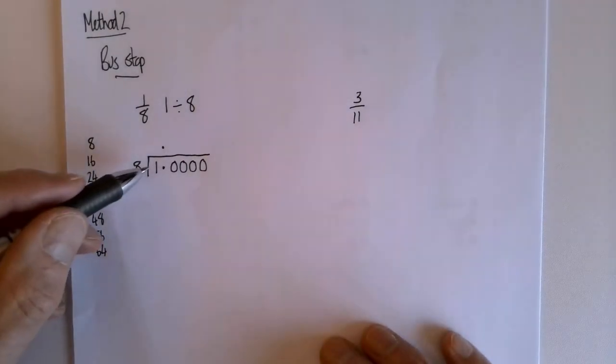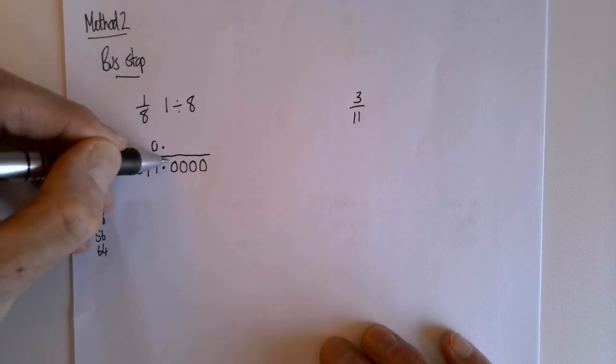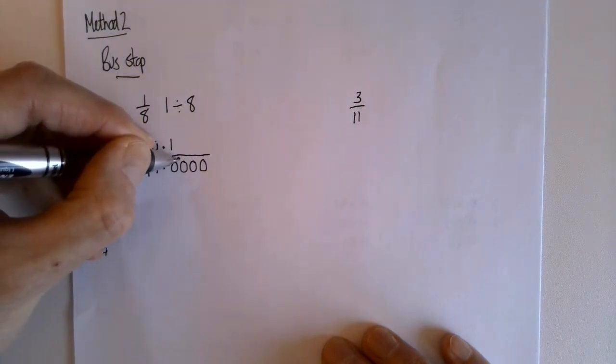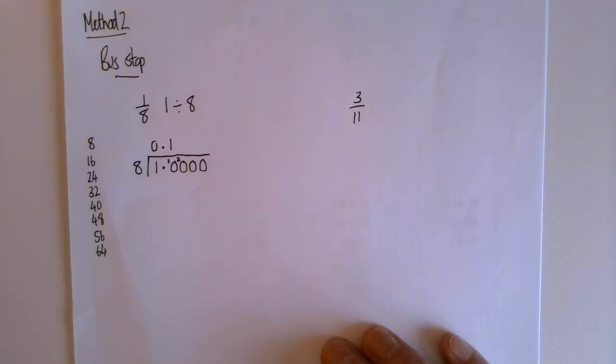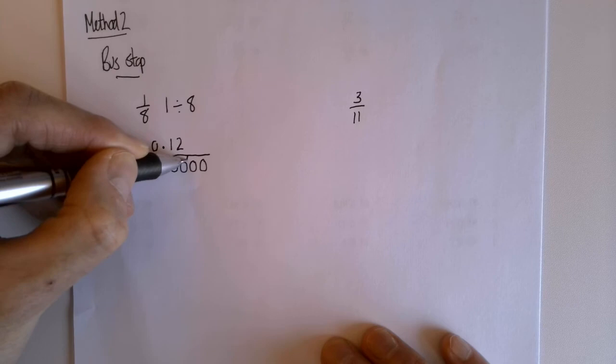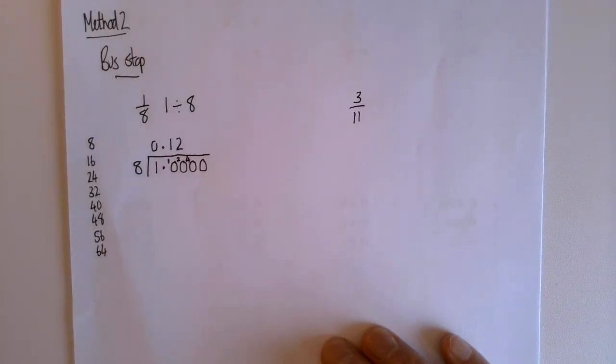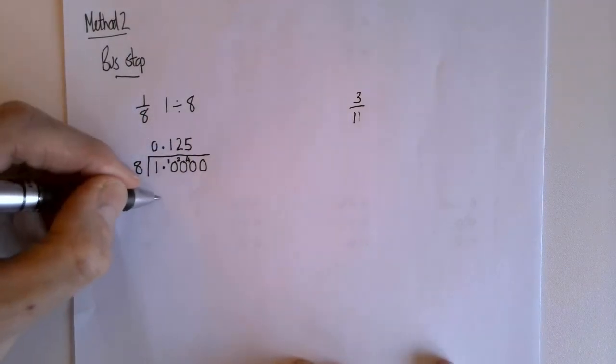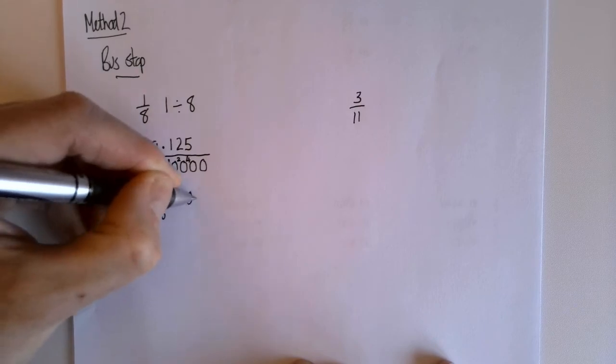So how many 8s in 1? There are no 8s in 1, so I'm going to carry the 1 forward. How many 8s are there in 10? There's 1 8 in 10 with 2 left over. How many 8s in 20? Well, I haven't got enough for 3 8s, I'd need 24, but 2 8s are 16. I've got 20, so I've got 4 left over. How many 8s in 40? Well, that's exactly 5 8s with no remainder. No remainder, so the sum stops. So 1/8 as a decimal is 0.125.